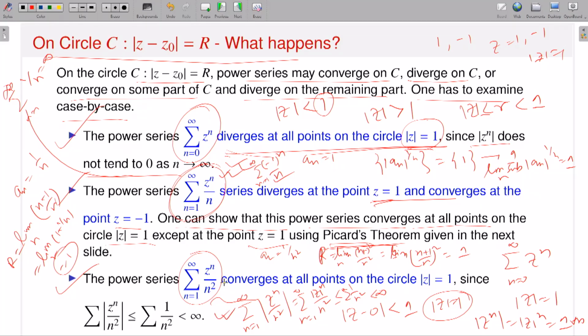So now I have 3 examples. In one example, at all the boundary points of the domain of convergence it converges. In one example, at one point it diverges, but at the other points it converges.